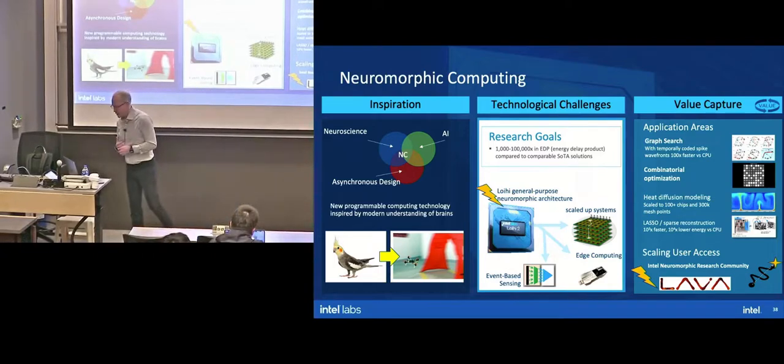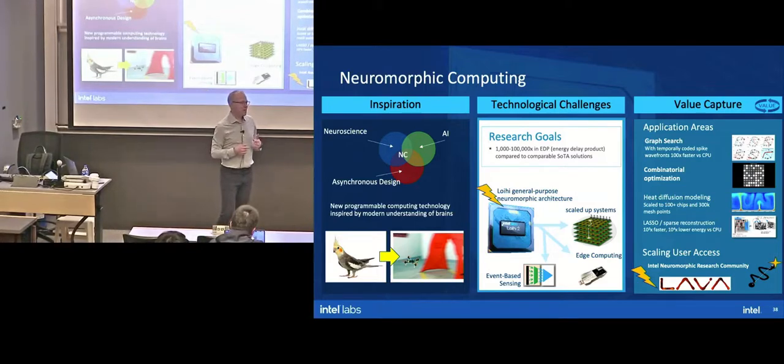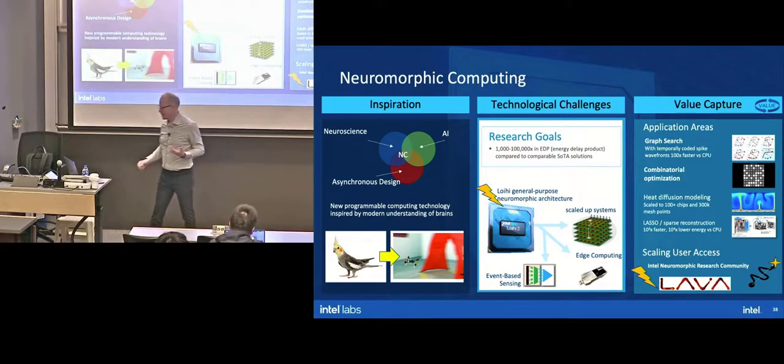Like one thing that I think is particularly interesting is neuromorphic systems may be good at solving optimization problems. Quantum computers claim to be good at solving optimization problems. And it might be that a neuromorphic system would be a better way to do this sooner than quantum. But we don't know. That's why we're investing in both.